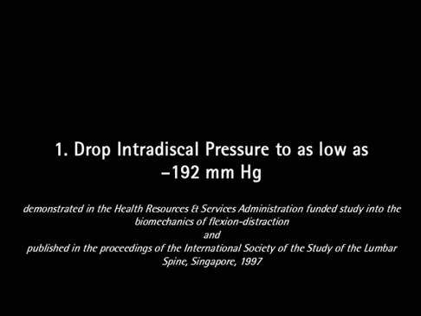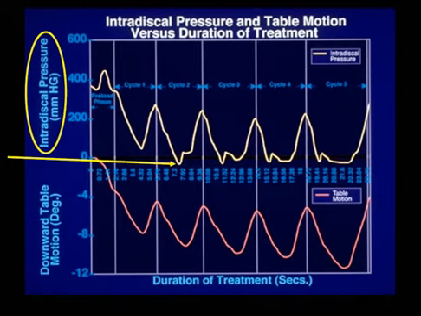The first effect of Cox technique is that it drops intradiscal pressures to as low as a negative 192 millimeters of pressure. This was demonstrated in the Health Resources and Services Administration funded study into the biomechanics of flexion-distraction. It was published as part of the proceedings of the International Society of the Study of the Lumbar Spine, which was held in Singapore in 1997.